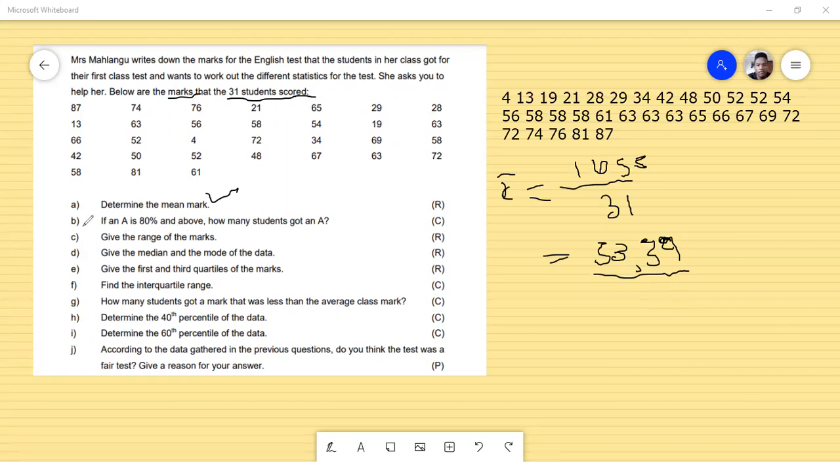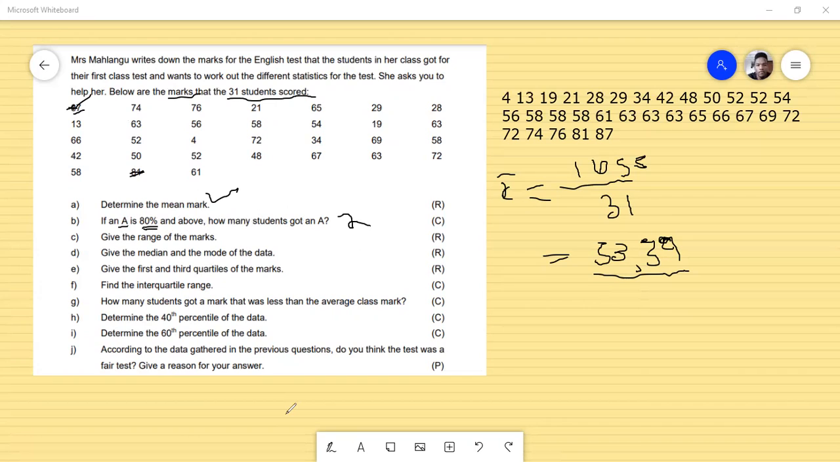We go to the second question. It says that if an A is 80% and above, how many students got an A? So what you're looking for is students that got 80 and above. We have 81 there, and then we have 87, right? Those are the only ones. So the number of students that got an A is only 2. I hope that makes sense.